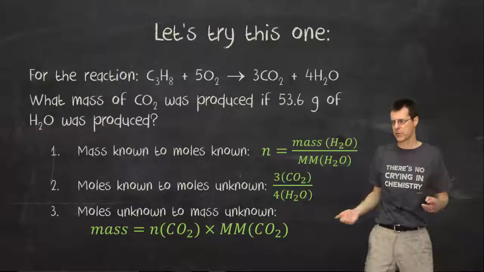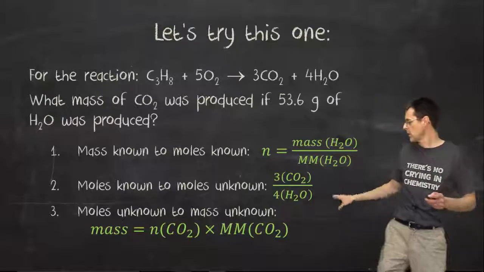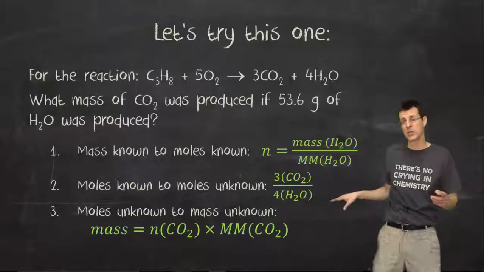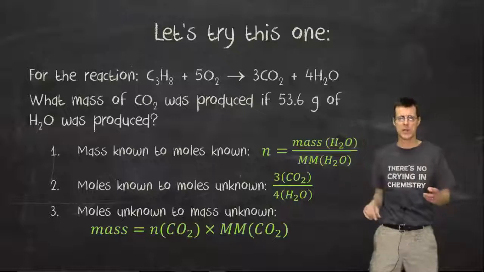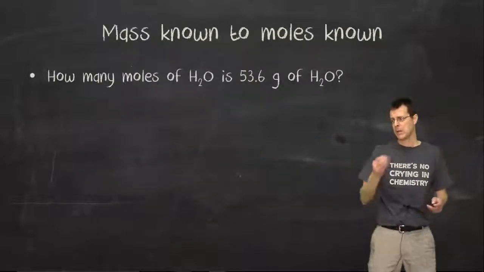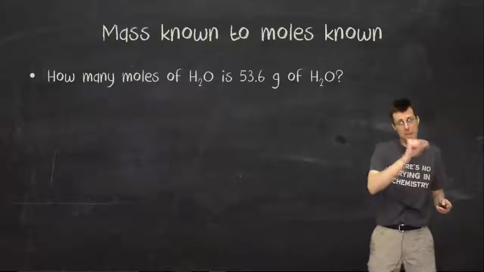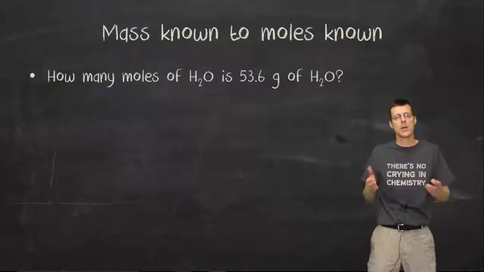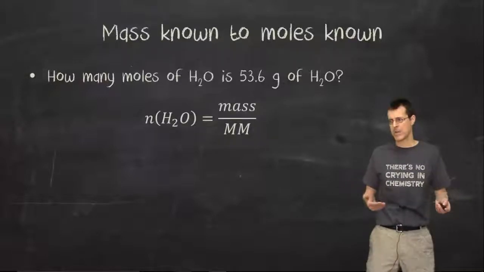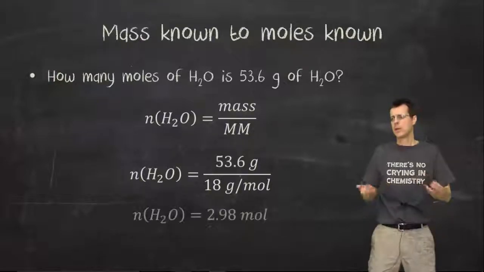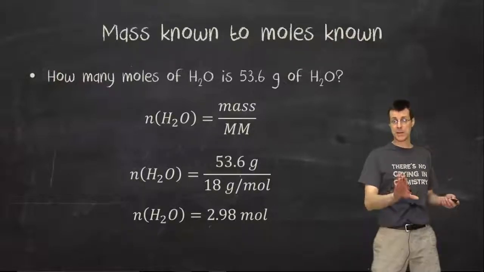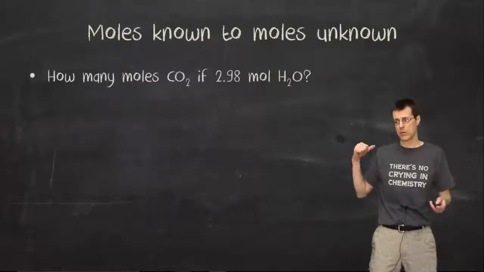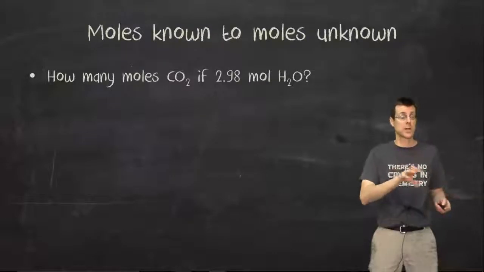These are the steps we're going to go through, and these are basically the things we're going to be picking up. Notice that step 2 has 3 carbon dioxides over 4 waters. Those numbers, 3 and 4, come out of the balanced chemical reaction. That's the recipe. Okay, we're going to start by converting from mass that we know, which is 53.6 grams of water. We're going to convert that into number of moles, mass divided by molar mass. We're going to do the math, and we're going to come up with a number of moles.